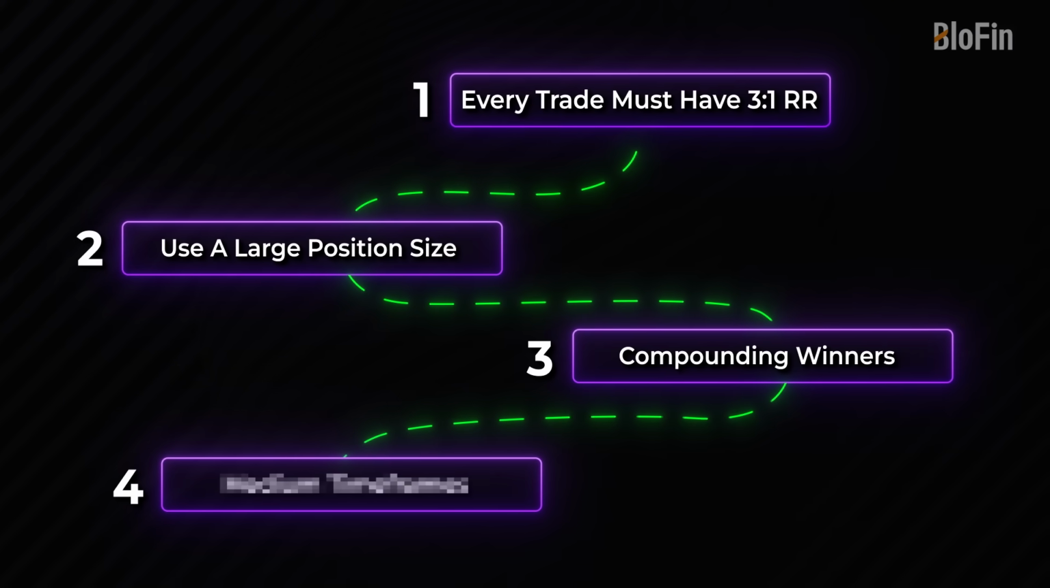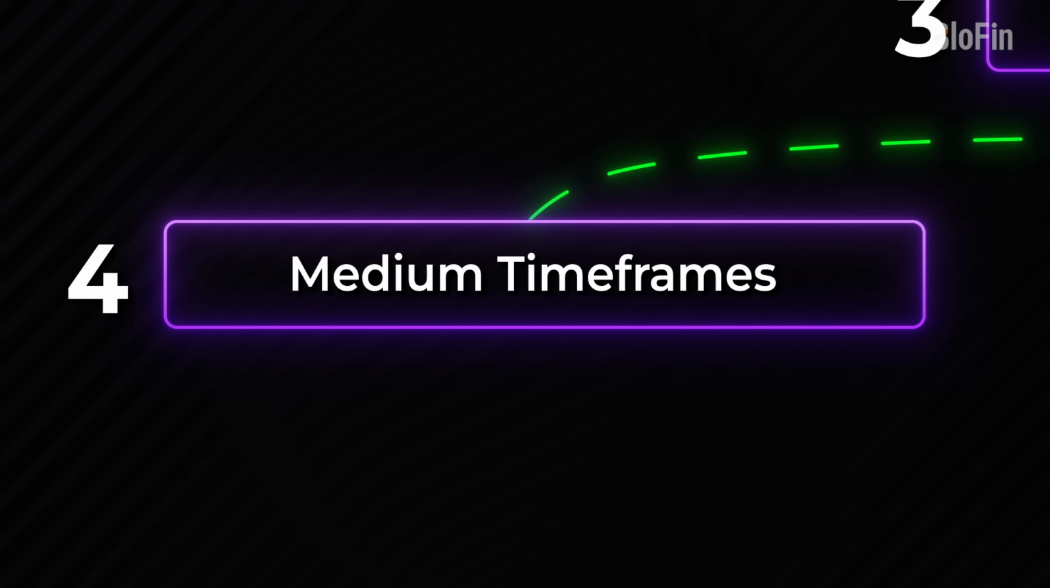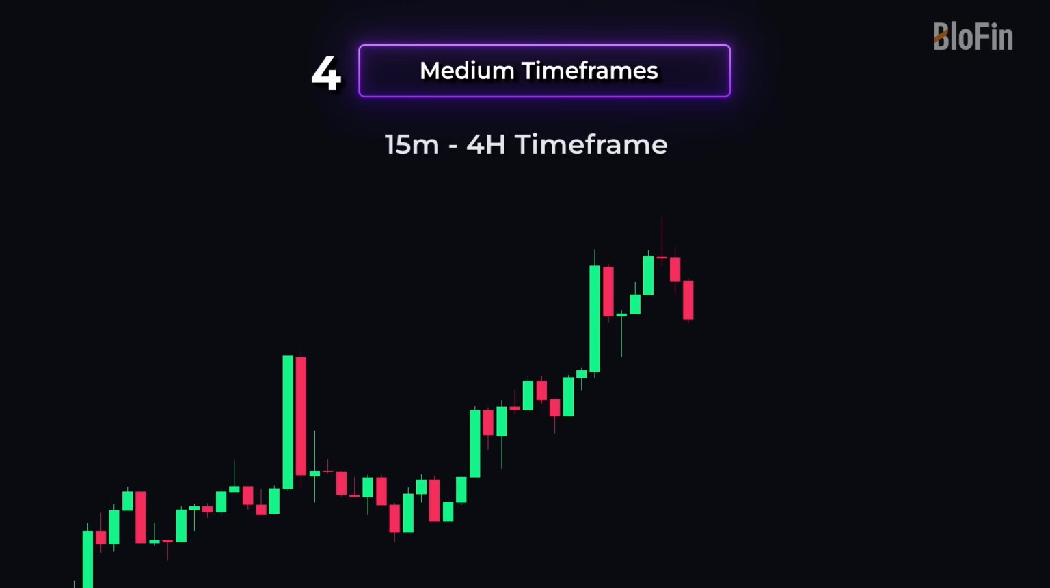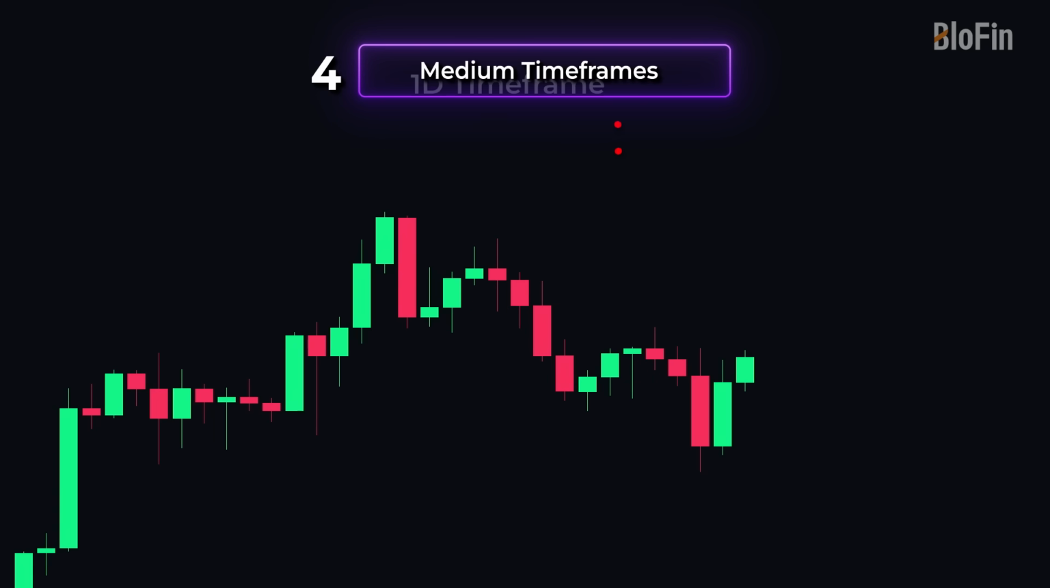Now the fourth and final rule is I only take trades on medium time frames, and that is between the 15-minute to the 4-hour chart. The reason I avoid higher time frames like the daily chart is because each candle takes too long to form. If I want to compound my account fast, I must use lower time frames.